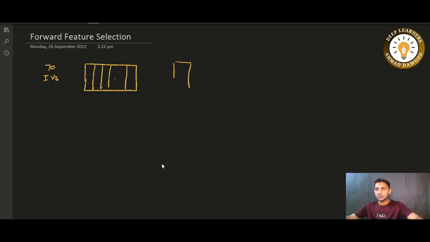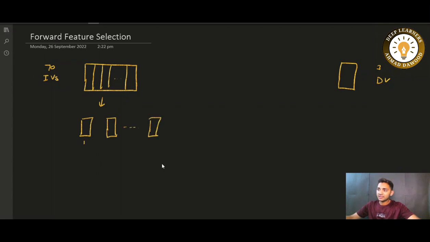Let's say I will move from here. You have just one dependent variable, or you can say target column. What you will do in the first iteration is split the 70 independent variables into 70 separate columns. This is feature number one, feature number two, up to feature number 70.